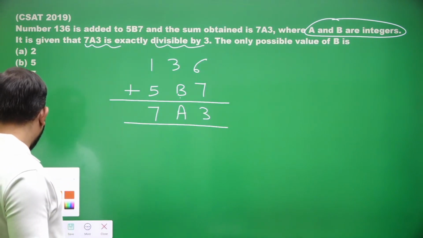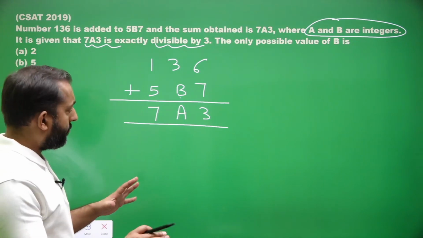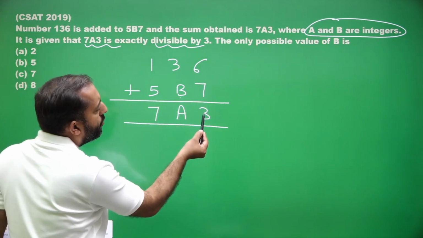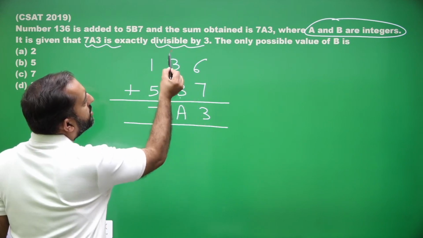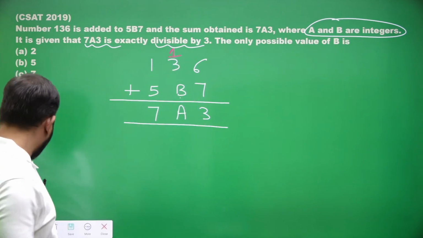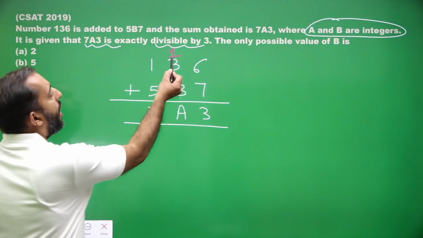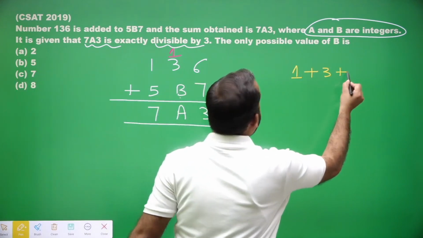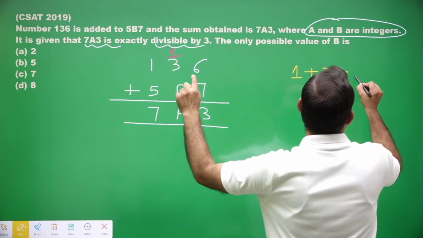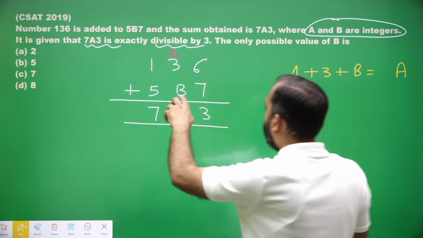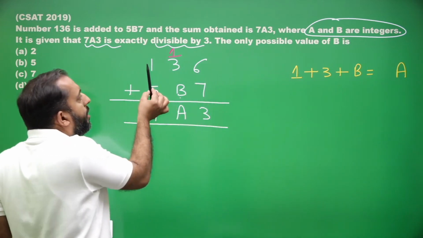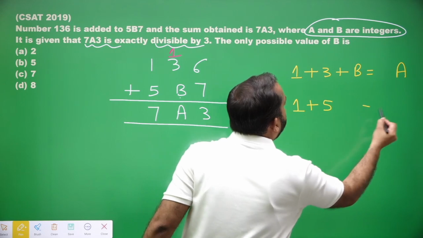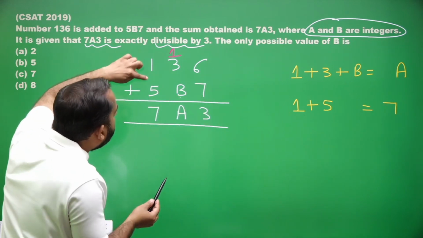Now, see, 6 plus 7 is 13. So we write 3 in the result, and 1 is the carry for the next step. Now, 1 plus 3 plus b should be equal to a. And after it, 1 plus 5 is equal to 7. Now do you think 1 plus 5 is 7?